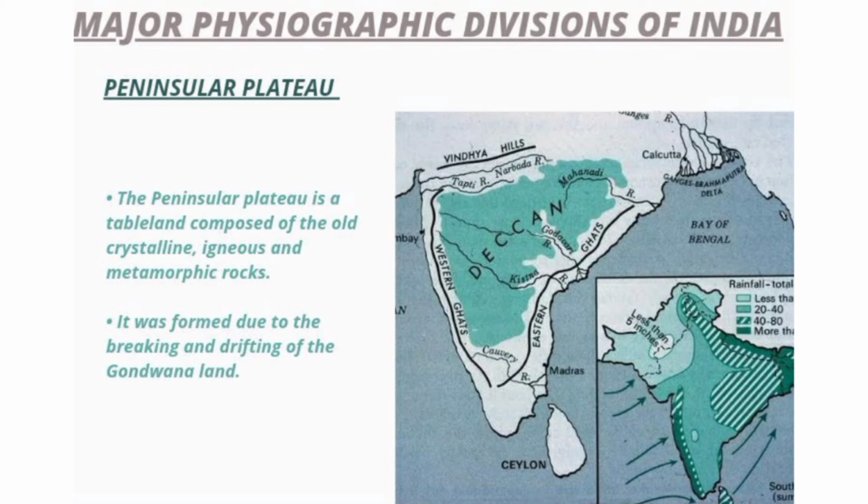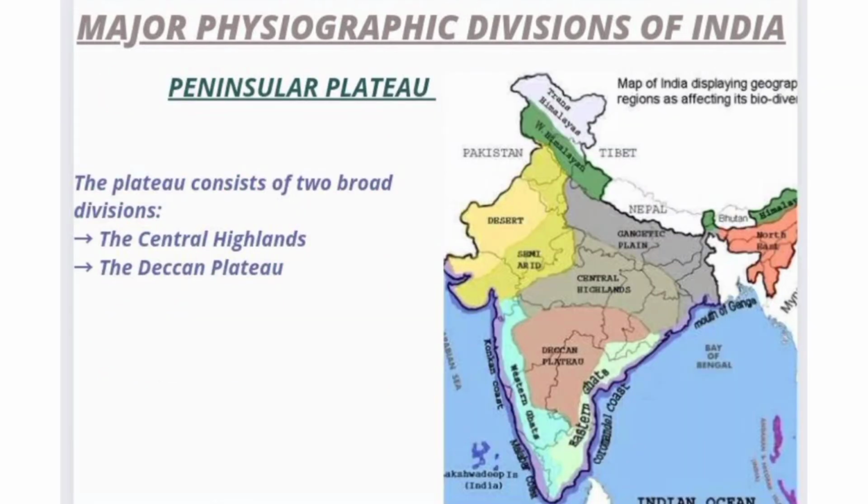Now, we are going to discuss Peninsular Plateau. The Peninsular Plateau is a tableland composed of old crystalline, igneous, and metamorphic rocks. It was formed due to breaking and drifting of Gondwana land. The plateau consists of two broad divisions, the Central Highlands and the Deccan Plateau.